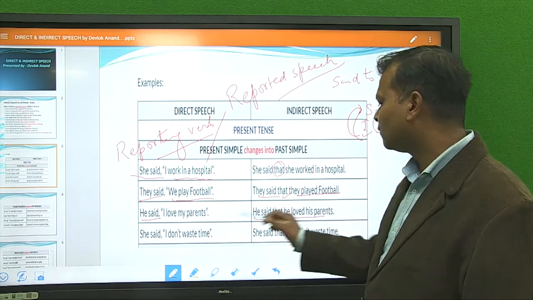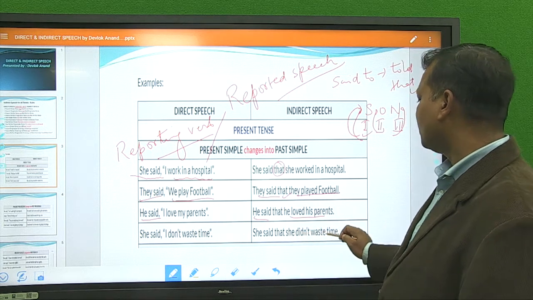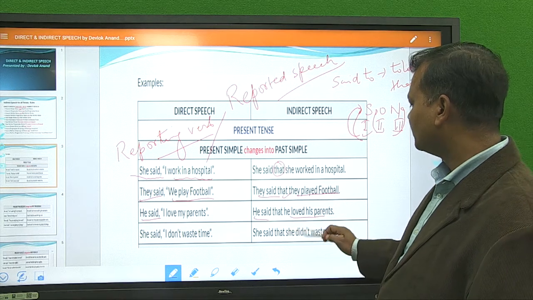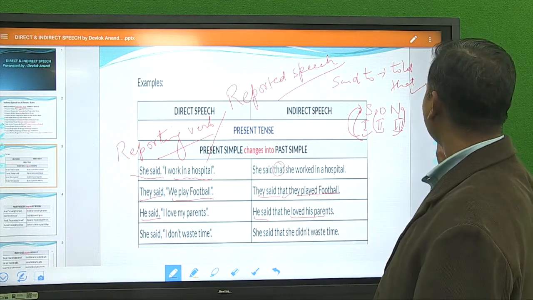Similarly, she said, "I don't waste time." She said that she did not waste time. "Don't waste time" is simple present, and that will change into simple past, right, students? Now let us see further.